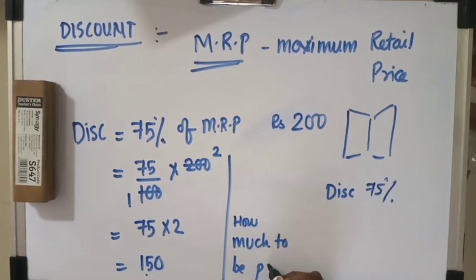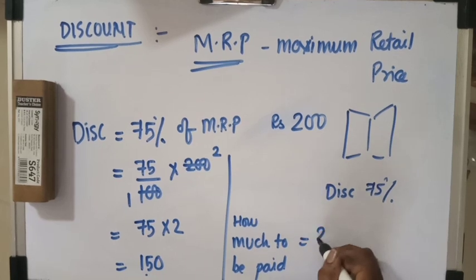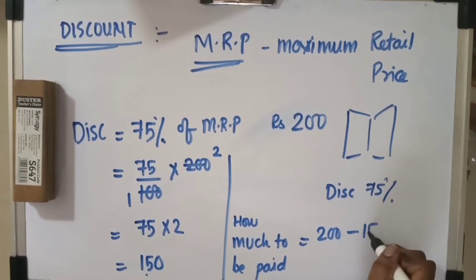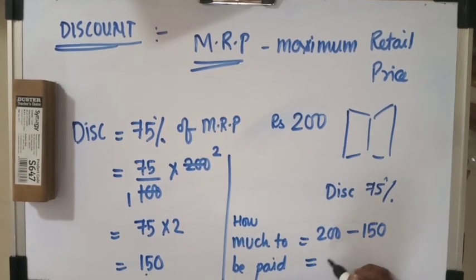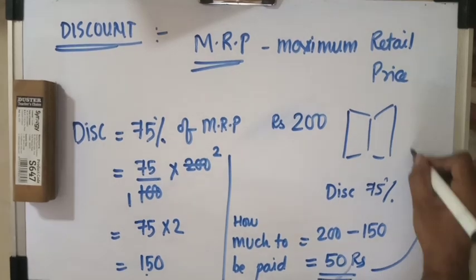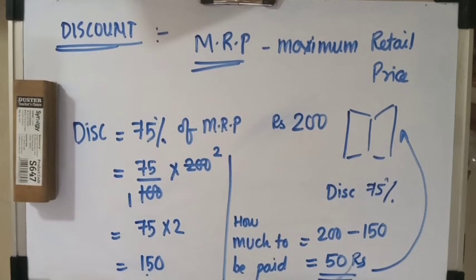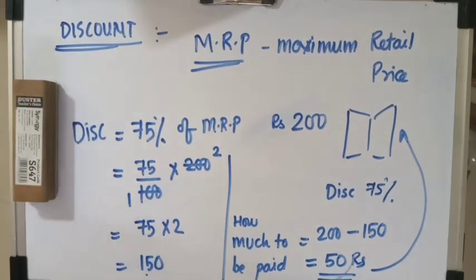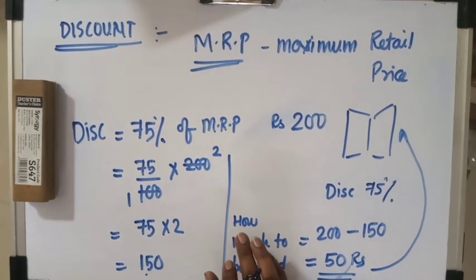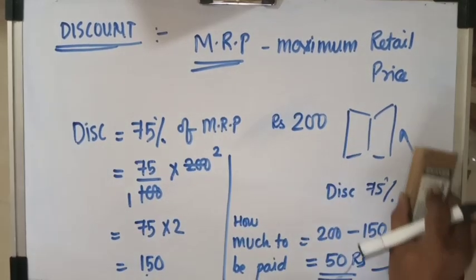How much is to be paid? The actual price is 200 and I am getting a discount of rupees 150. So what I am going to get is 50 rupees. That means I am going to buy the book for rupees 50. This is how you calculate discount when you go to a shopping mall. Okay, you always remember this.